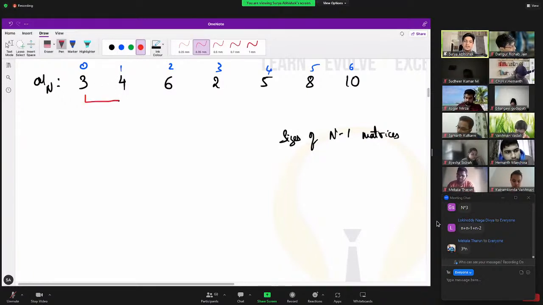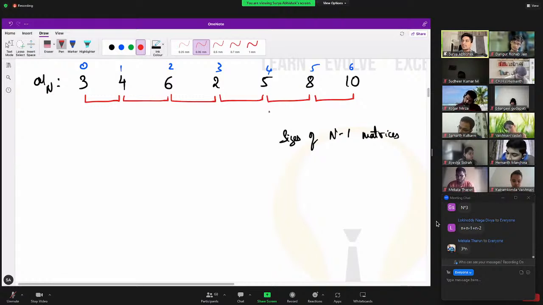Sizes of n-1 matrices means 3 cross 4 is one matrix, 4 cross 6 is one matrix, 6 cross 2 is one matrix, and so on. All these are sizes of different matrices. As you can see, I gave you an array of size 7. So I only have 6 matrices.